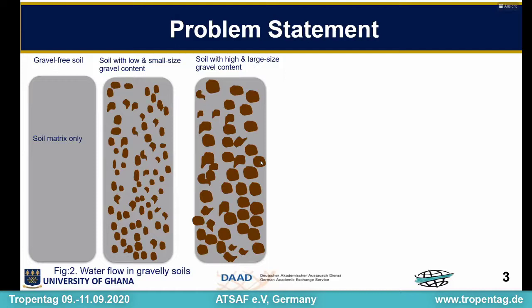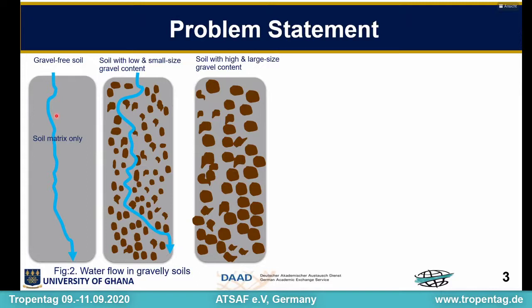To illustrate the problem with gravel soils, let's consider this sketch as three columns, with the first column being a column without gravel, so this is a gravel-free soil. The second one is a column with small-size gravels, and the third one is a soil with larger-size gravels. The challenge with water is that in a gravel-free soil, water movement is through the soil matrix only. But when it comes to soils with gravel, when the gravels are small in size, these gravels become an impedance to the movement of water, because the active area available for the movement of the water is reduced. That means that the tortuosity of the water flow also increases.